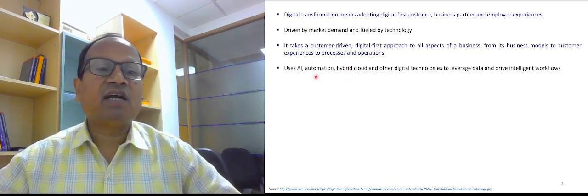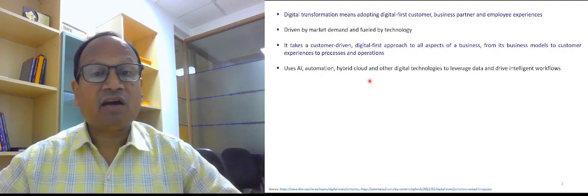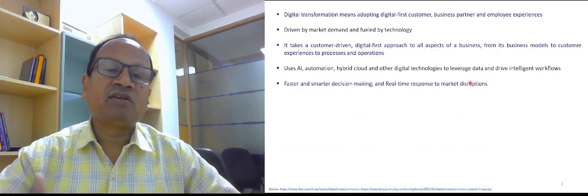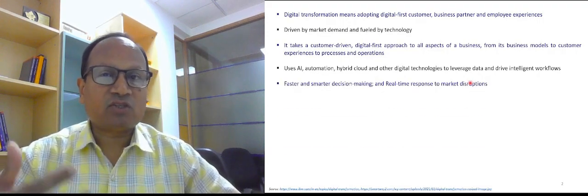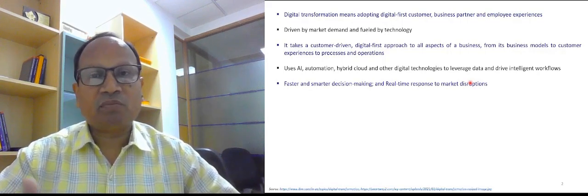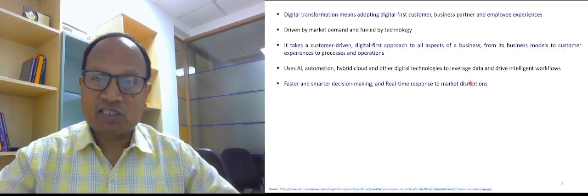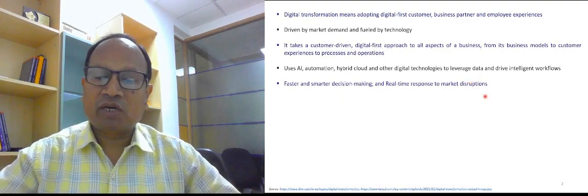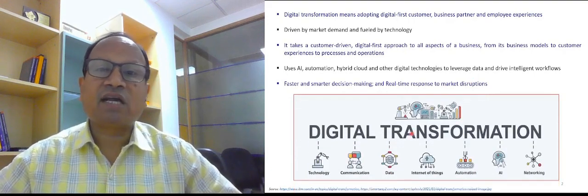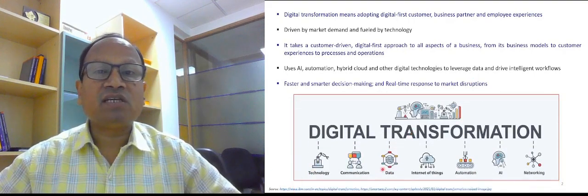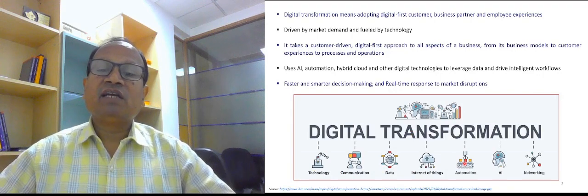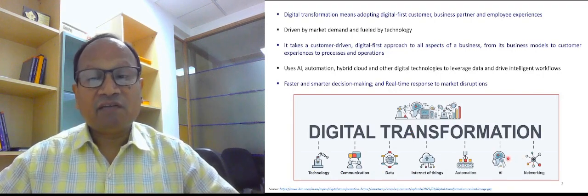It uses artificial intelligence, automation, hybrid cloud, and other digital technologies to leverage data and drive intelligent workflow. The idea is to flow the information intelligently so that customers, employees, and all the stakeholders of the business or enterprise get a wonderful experience. Faster and smarter decision making because of AI/ML, and real-time response to market disruption. So as you can see, digital transformation involves technology, brilliant communication, intelligent data, the Internet of Things, automation capability using artificial intelligence, and brilliant networking capability as well.